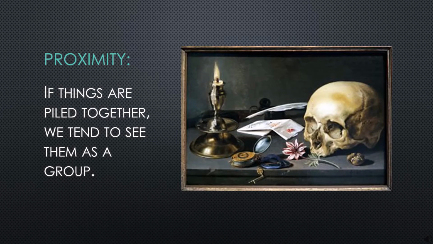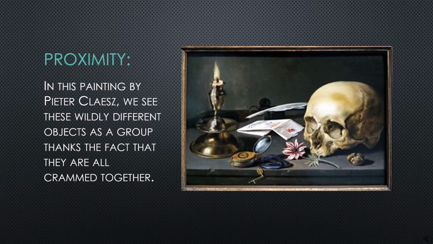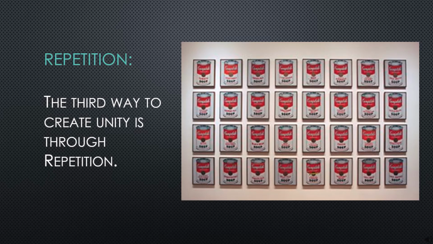Another way to create unity is through proximity or closeness. If things are piled together, we tend to see them as a group. In this painting by Peter Klaas, we see these wildly different objects as a group thanks to the fact that they're all crammed together.